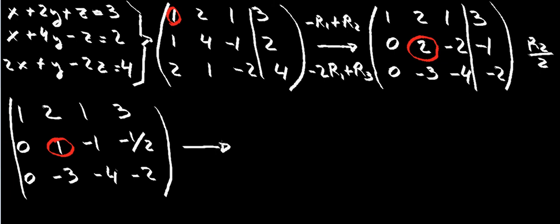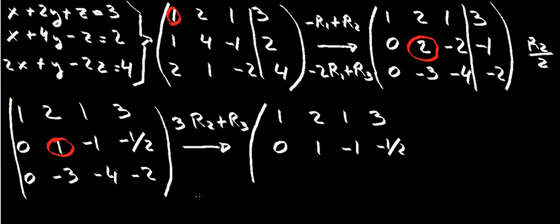So the operation is going to be 3 times row 2 plus row 3. It's going to get our new row 3. Rows 1 and 2 don't change. And the new row 3 is going to be 3 times 0 plus 0 is 0. We're not destroying any previous work.